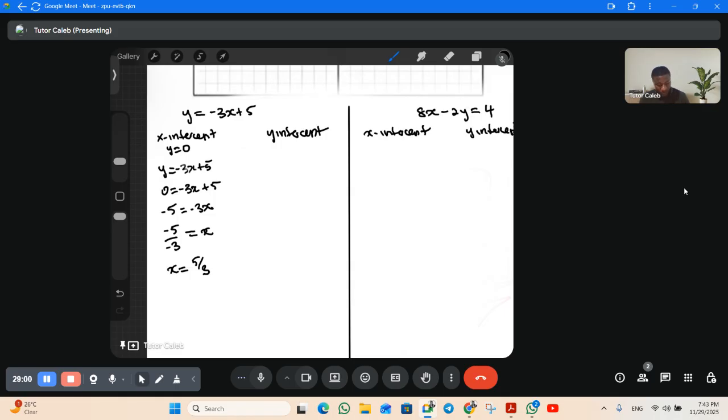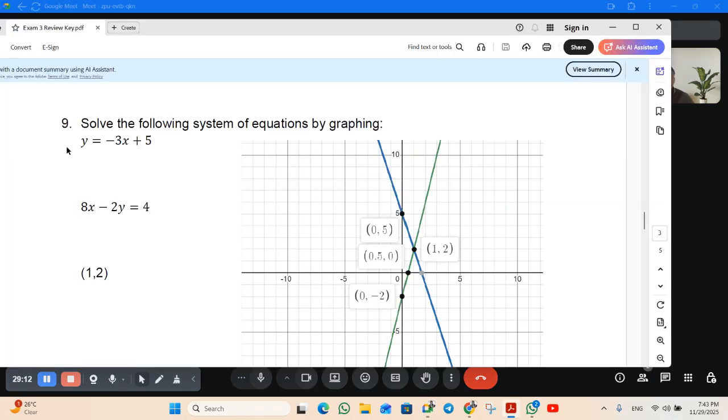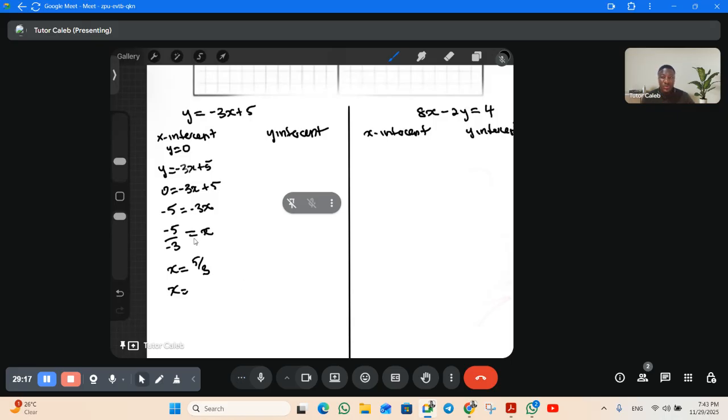Now, 5 over 3, if you put it on a calculator, is around 1.6. Now, that means that my x-intercept will be 1.6 and 0.